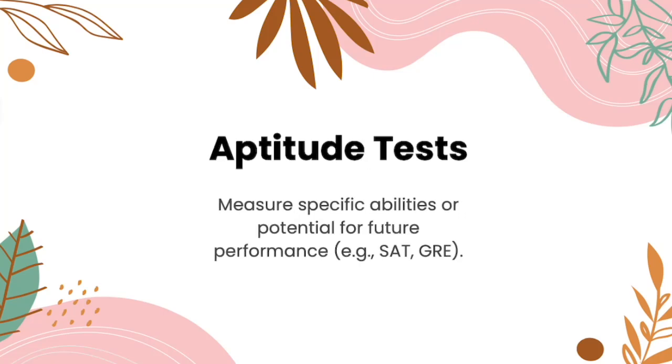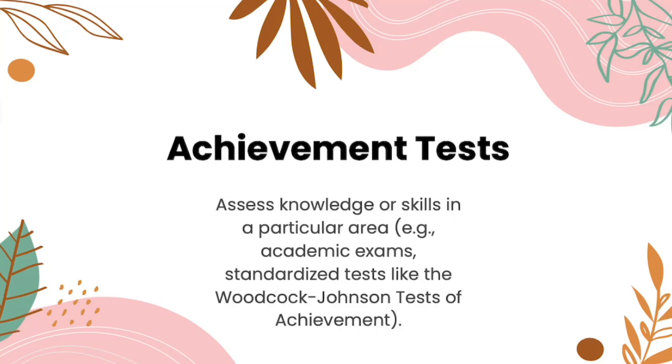Aptitude tests. Measure specific abilities or potential for future performance. For example, the SAT or the GRE. Achievement tests. Assess knowledge or skills in a particular area. For example, academic exams, or standardized tests like the Woodcock-Johnson Tests of Achievement.